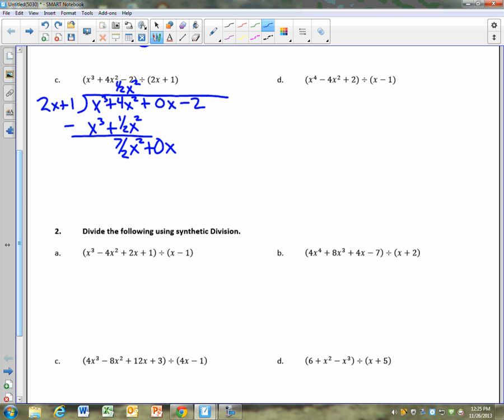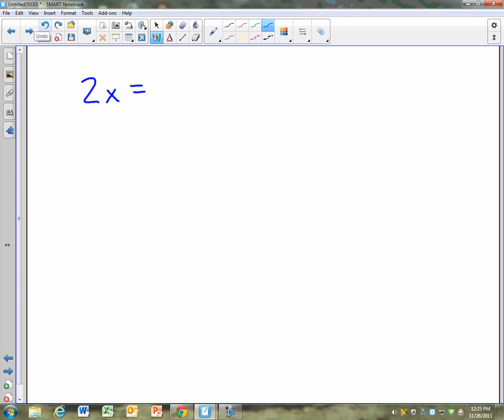Now let's see who can get this. This is a little bit more challenging. What do you multiply 2 by to get 7/2? If you don't know, set up the equation. 2 times something is equal to 7/2. How do you solve that? Divide by 2 or multiply by 1/2. You get x is 7/4. So we multiply by 7/4 x.